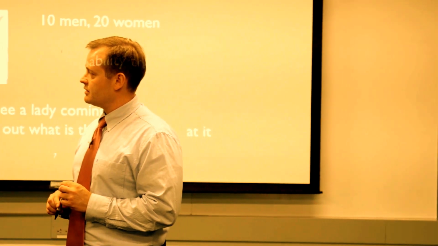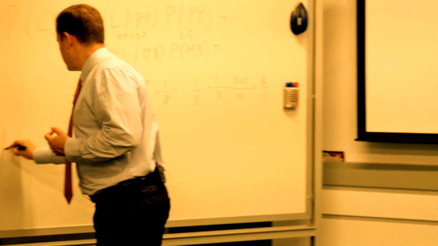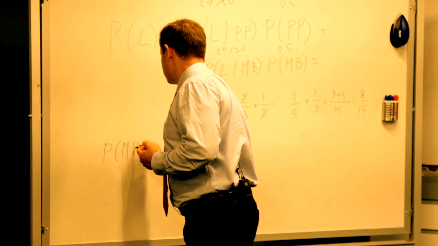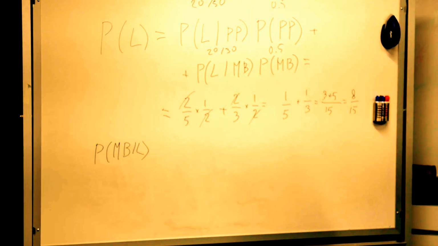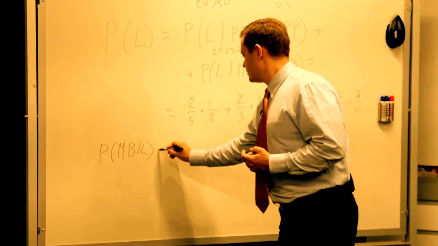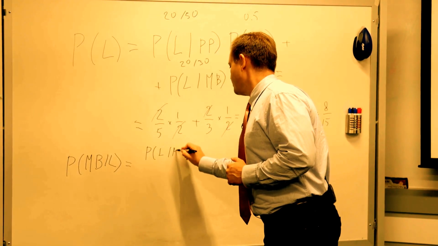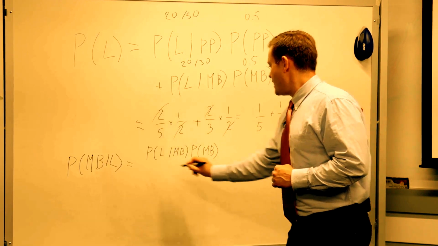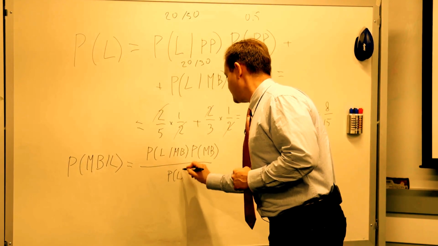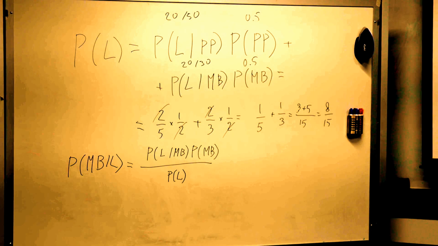For this purpose, let's employ Bayes' theorem. We're wondering, what is the probability of having a Megabus if the lady comes out? We don't have any data given to directly quantify this probability. But we can use Bayes' theorem to relate it to the probability of having a lady coming out of the Megabus, multiplied by the probability of actually having a Megabus, and divided by the probability of seeing a lady coming out. The probability of seeing a lady coming out, we just quantified that. It was 8 divided by 15.